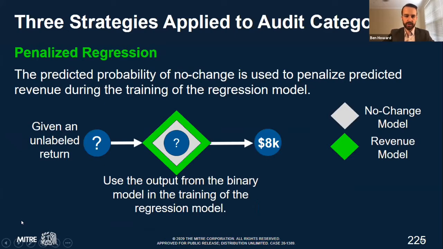As the name implies, this borrows from other penalized literature, such as lasso regression or ridge regression, whereby we take the output of the binary classifier model predicting the likelihood of no change, and we penalize the basic root mean squared error function when training on revenue to inherently bias the model such that it can balance reducing error and the likelihood of being a no change. This results in one model that is applied at the end, in contrast to the two models applied in two-stage, that inherently balances the two objectives.